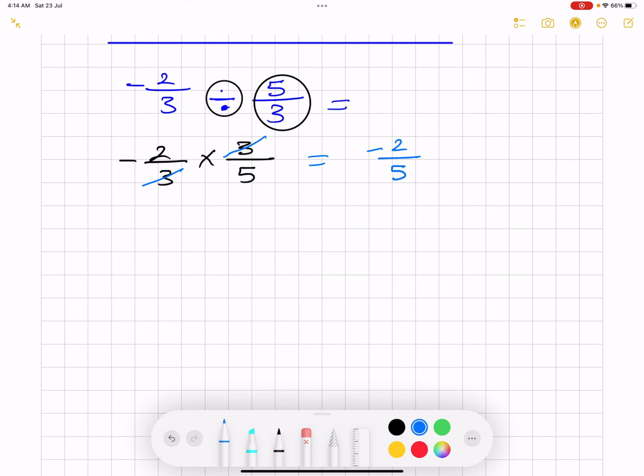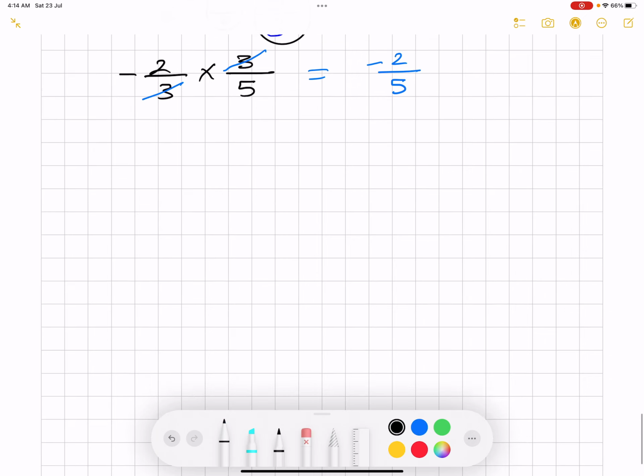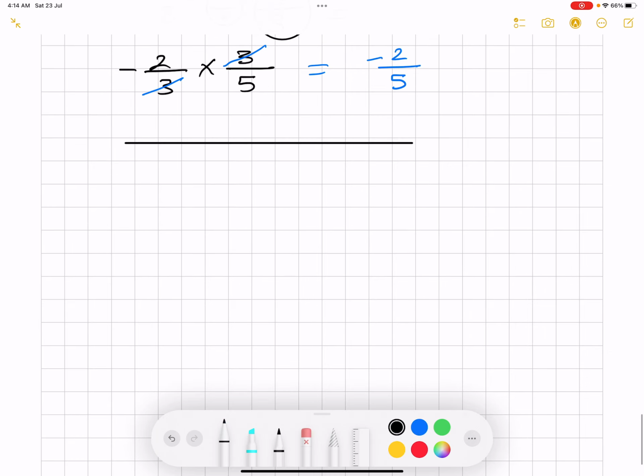طيب خلينا ناخد الإكزامبل التاني. لو أنا عندي if we get here something like 2 and 1 over 5 divided by 5 and 1 over 2.